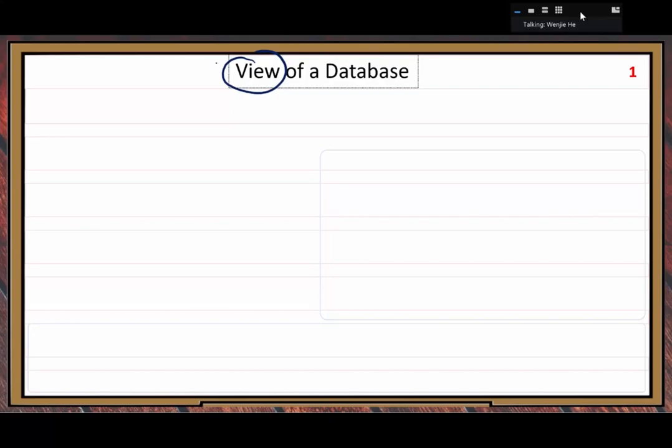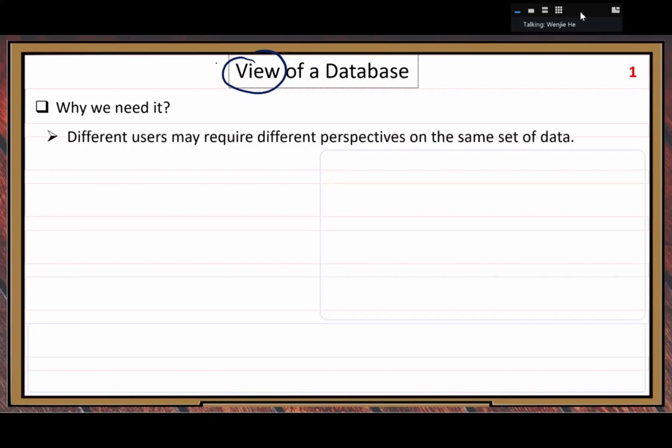So let's study this concept. Why do we need it? You already have a table. Why do you need that view? Similar view concept. There is some good reason. Different users may require different perspectives on the same set of data.